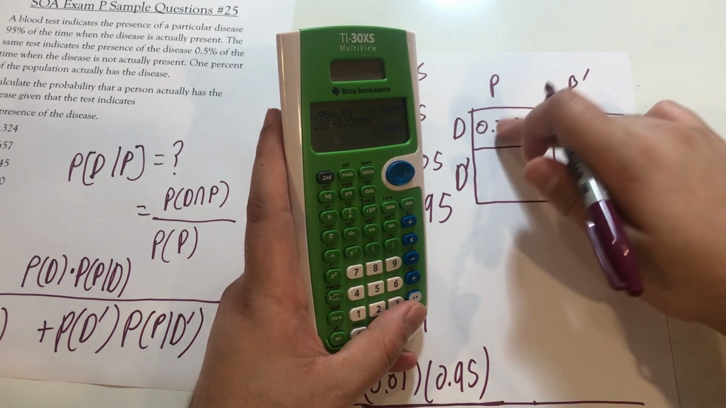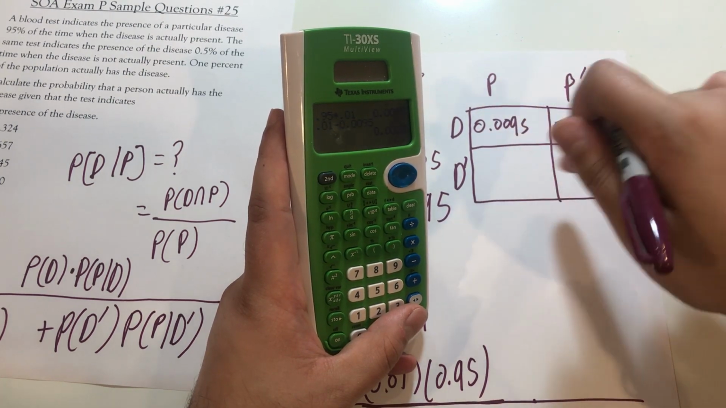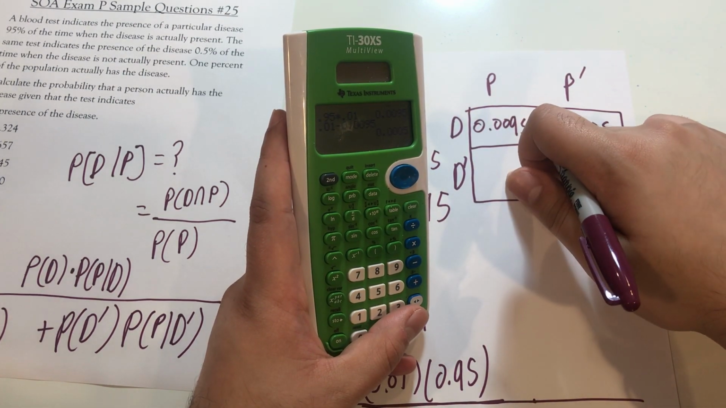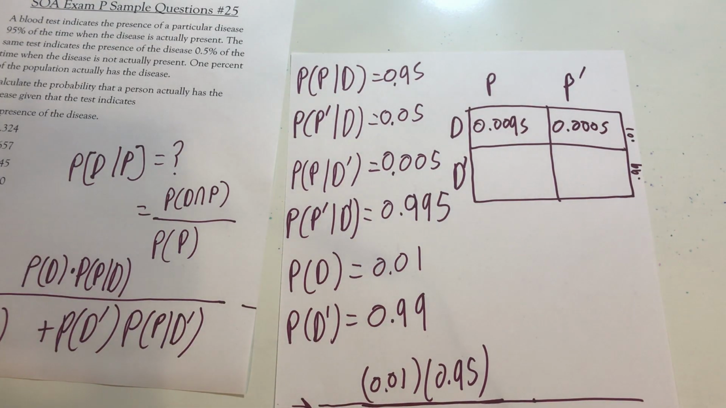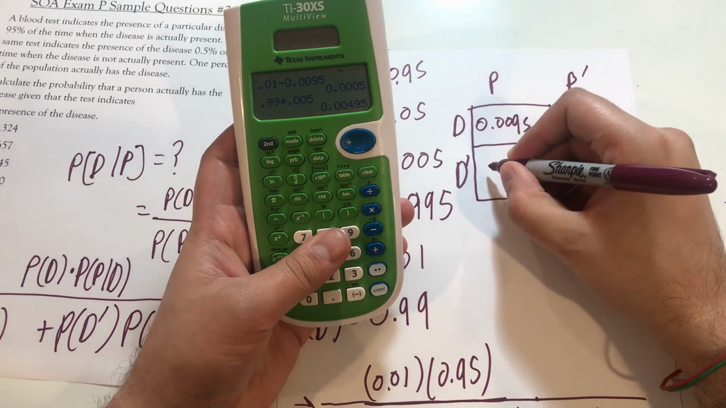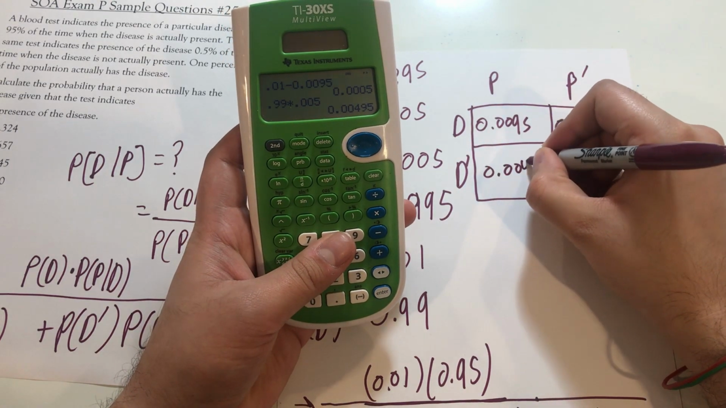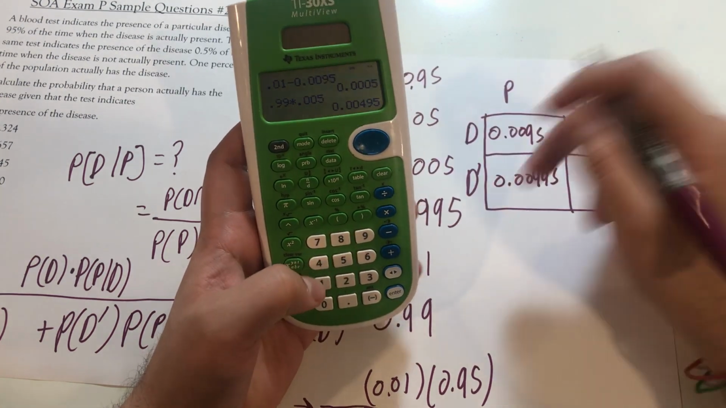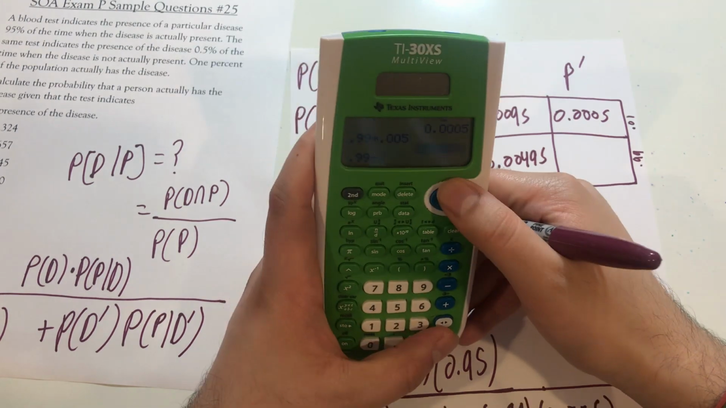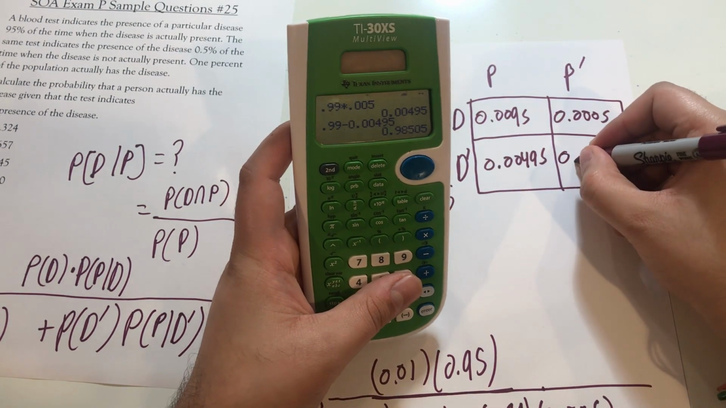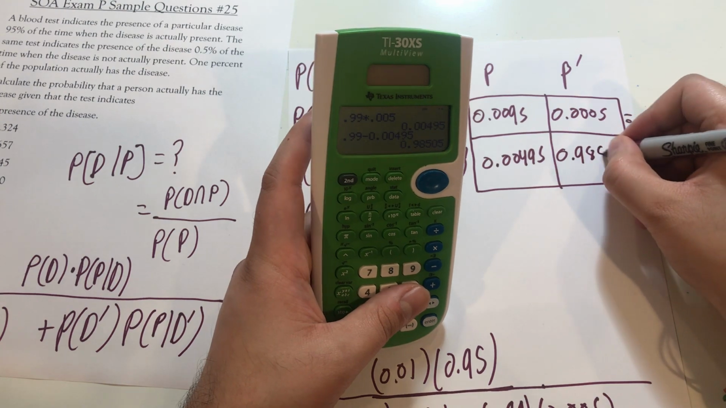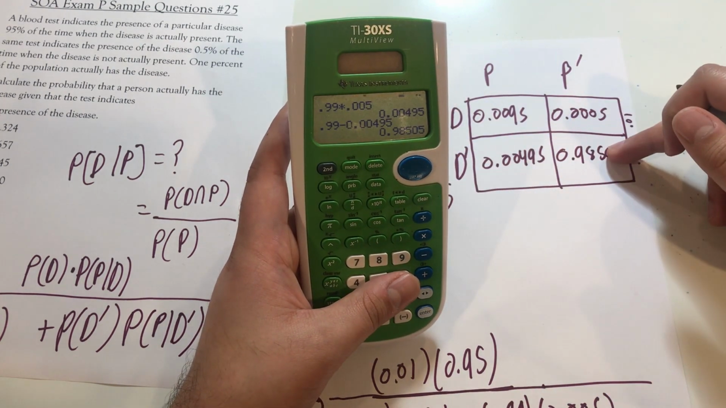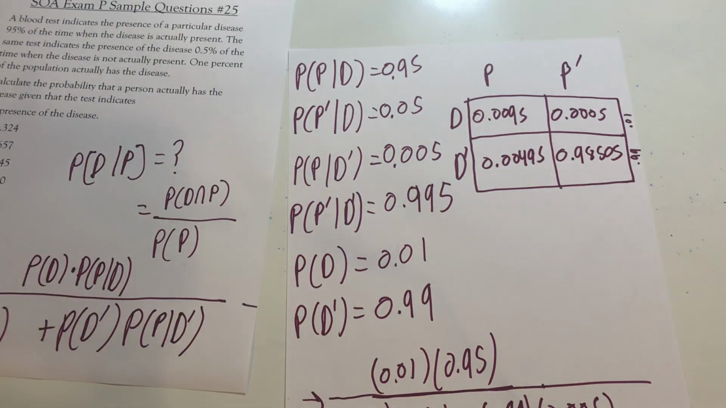Okay? And then it says the probability of testing positive given that you don't have the disease is 0.5%. So the same way we got the information for these two boxes, we can get the information for these two. That's going to be 0.99 times 0.005, and this is going to be 0.00495, testing positive and not having the disease. And this is going to be 0.98505, the probability of not having the disease and not testing positive.